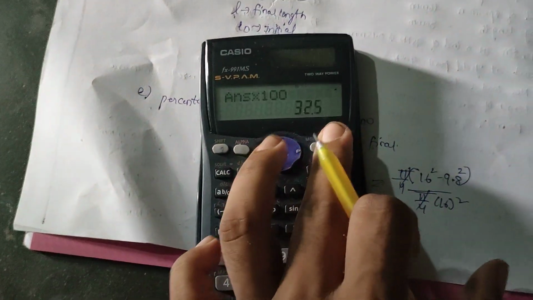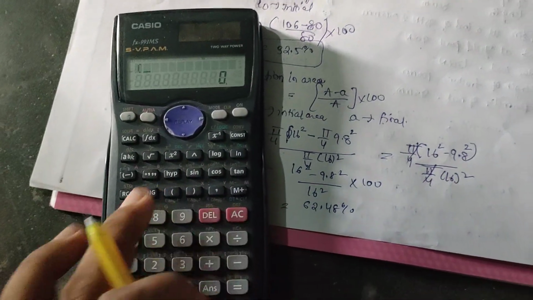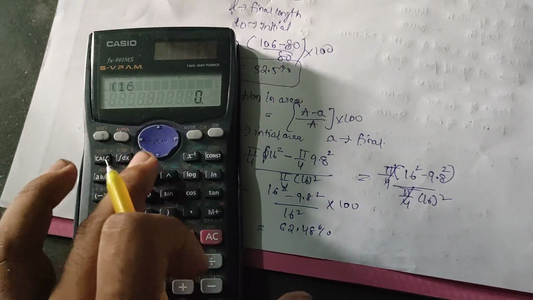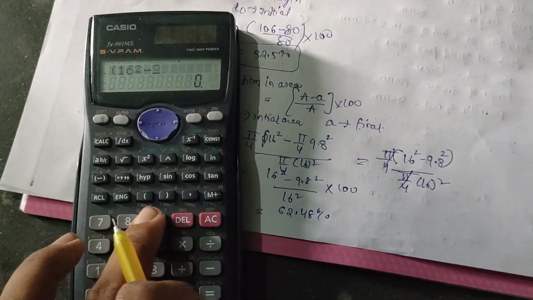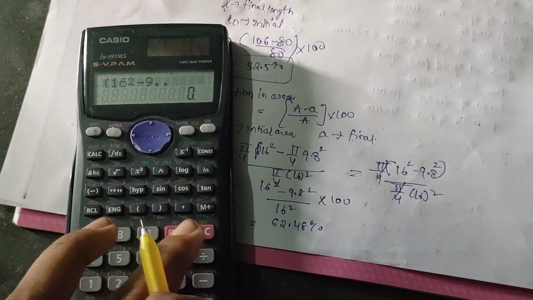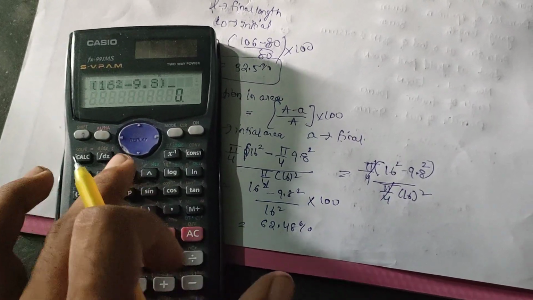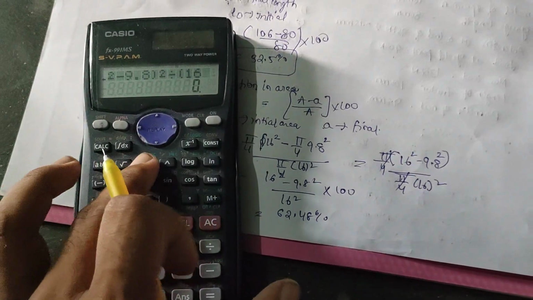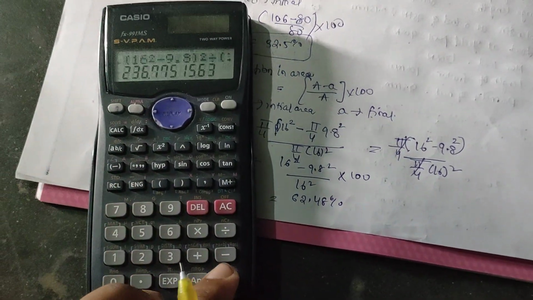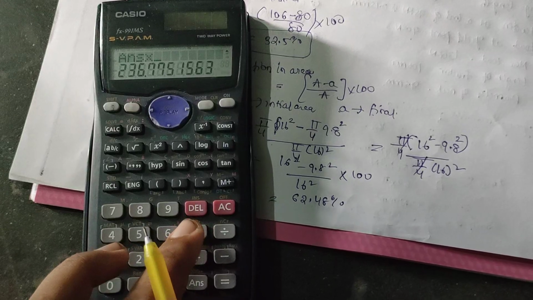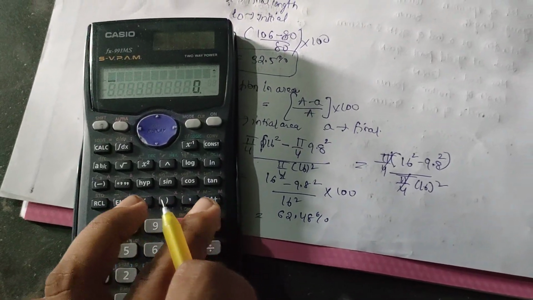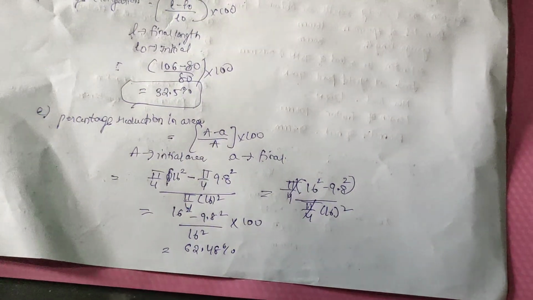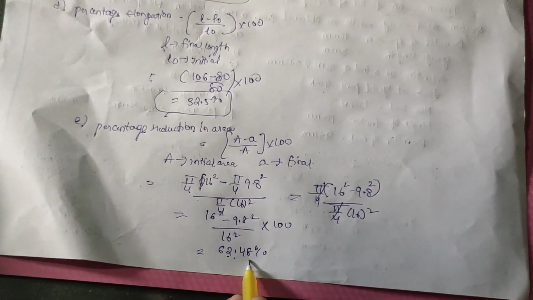So we calculate this value as 16 square minus 9.8 square divided by 16 square, and we will get the value of 62.48.